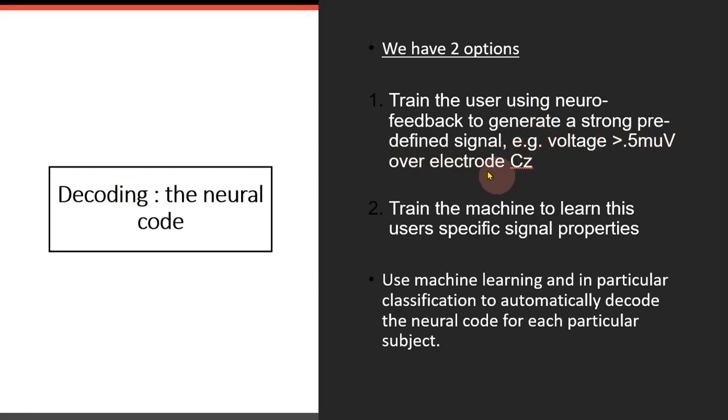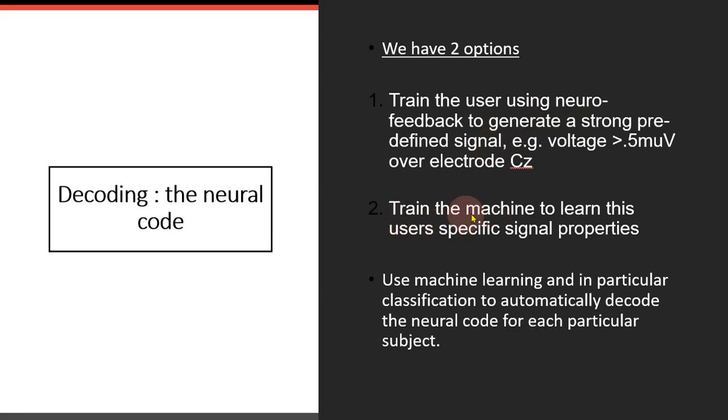CZ is the central location of one electrode. This is similar to one of the applications that we have reviewed, where the subject learns to regulate some brain activity patterns. However, it will take several months until the BCI user can train his brain to generate a strong signal.